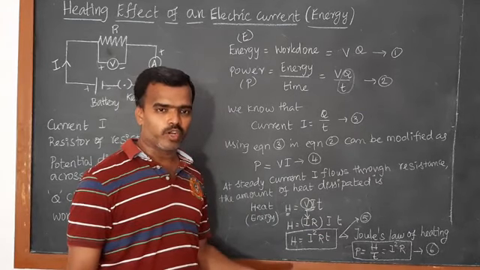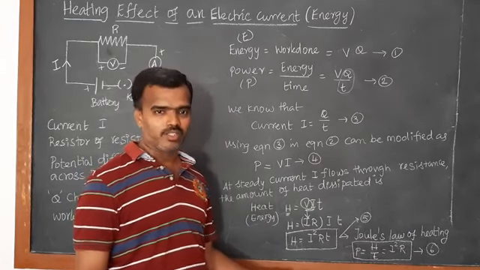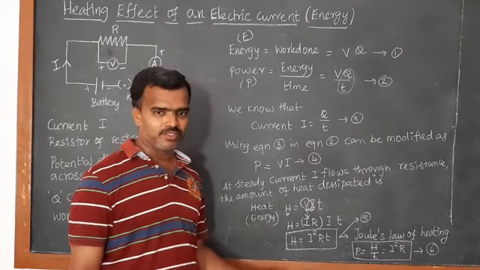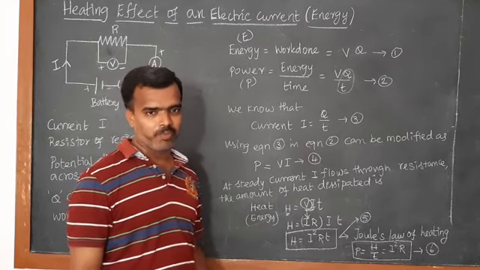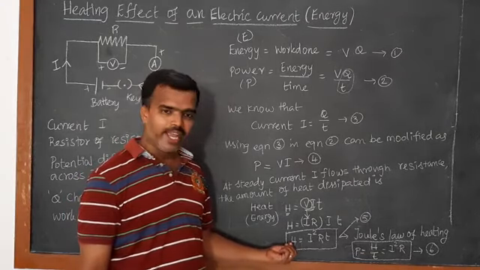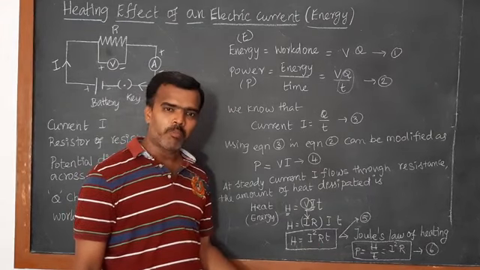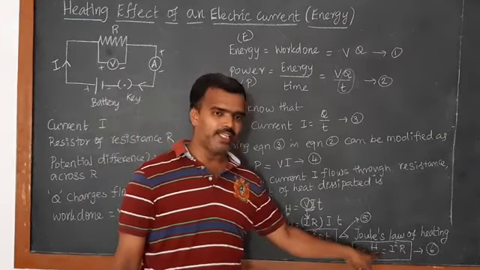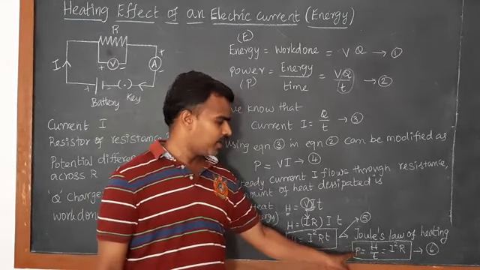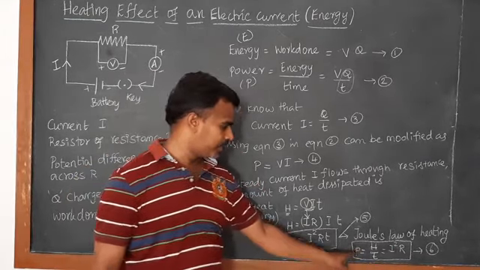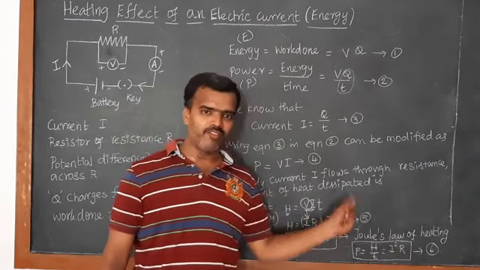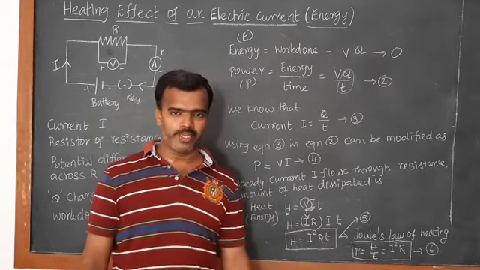H is equal to I square RT, and this is an important question. They can ask a 2-mark question, or even a 3-mark question or a subdivision in a 5-mark question. From that equation, energy divided by time gives power. So power is equal to H by T, which is equal to I square R. This is another form of power: P is equal to H by T, which is equal to I square R. I square R we have already seen.